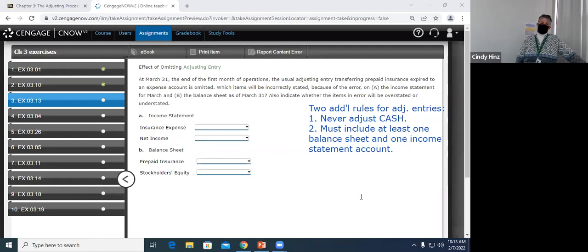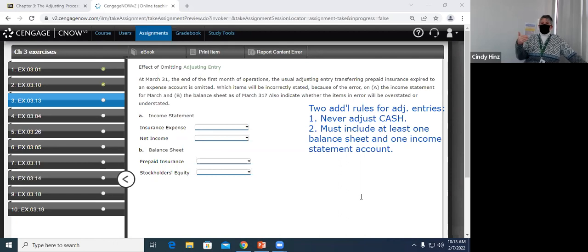All of our adjusting entries must include at least one income statement and one balance sheet account. And what you will see is that they're logical pairs. So in the exercise that we just looked at, the two accounts were unearned revenue and earned revenue. Unearned revenue from the balance sheet and earned revenue from the income statement. Clearly, there's some kind of a relationship between those two, right?